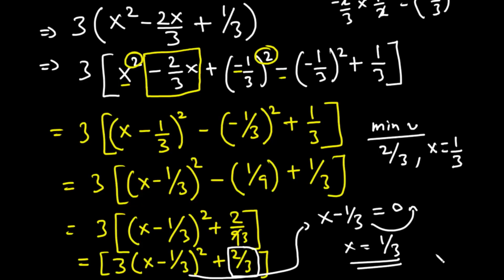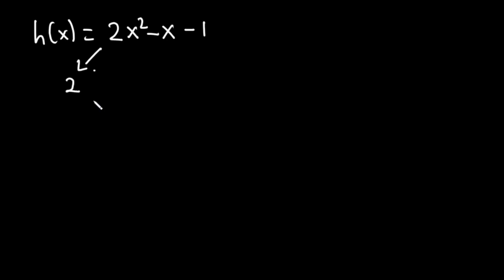Let's solve some more examples. If h of x is equal to 2x squared minus x minus 1, what is the minimum value and where does it occur? So we know that we need to make the coefficient of the x squared term 1. So we are going to factor 2 out. So we are going to have 2 on the outside, and then 2x squared divided by 2 is x squared. Negative x divided by 2 is negative x over 2, and then negative 1 divided by 2 is negative 1 over 2.